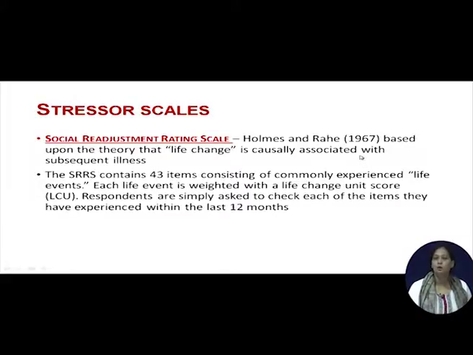So, to start off today's session, we will start with some of the stressor scales, and I feel you need to be a little familiarized with these scales. So, we start off with the Social Readjustment Rating Scale, which is one of the most popular scales in stress management. Holmes and Rahe in 1967 based this scale upon the theory of life change that is associated with subsequent illness. This scale actually has 43 items and they consist of commonly experienced life events.